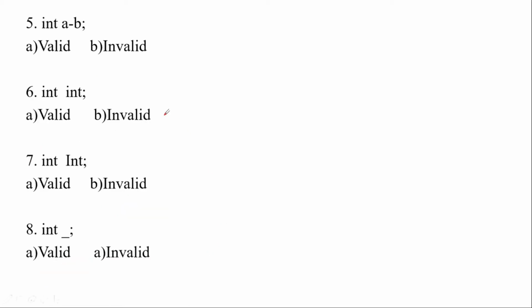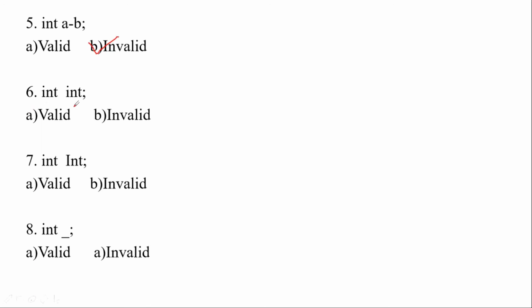Now the fifth one, int a colon b. Is this a valid or invalid declaration? This is an invalid declaration. Why? Because except underscore, you should not use any other special characters. So this is an invalid declaration.